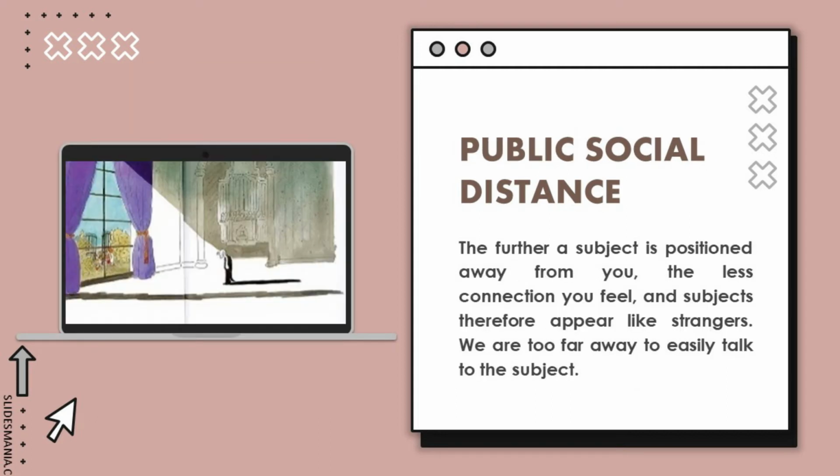Public social distance. The further a subject is positioned away from you, the less connection you feel, and subjects therefore appear like strangers. We are too far away to easily talk to the subject. In the example from Rose Meets Mr. Wintergarten by Bob Graham, Mr. Wintergarten is small and distant, and Rose and her family are even further away outside the window. As the subjects become further away, and therefore smaller, the setting becomes more dominant. The framing of the subject at this distance is created through a long shot.